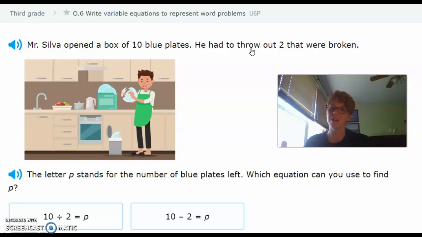It doesn't say that Mr. Silva split up his plates evenly. That's not what it says. It says that 2 were broken. So I know that we are taking 2 away. So I know that the correct answer is 10 take away 2 is P. Let's do the last one together.